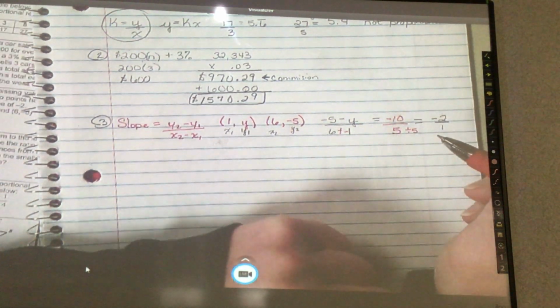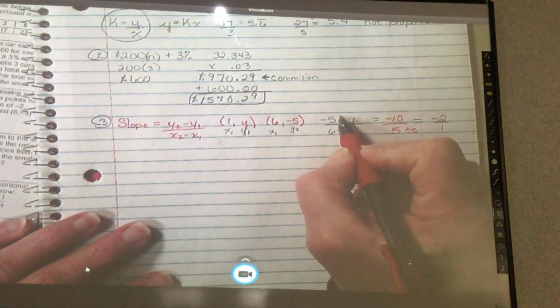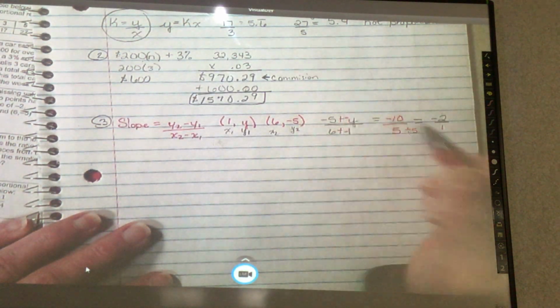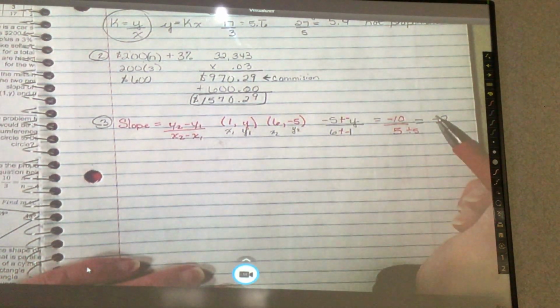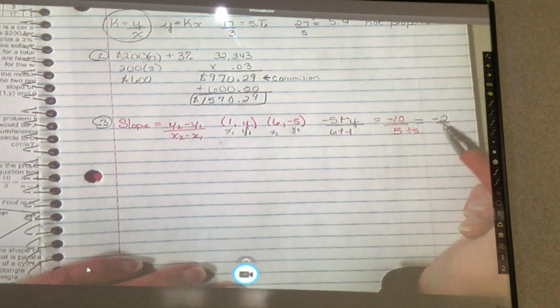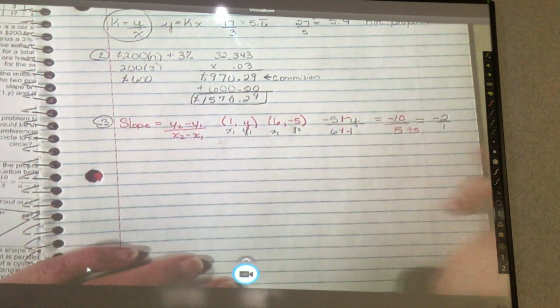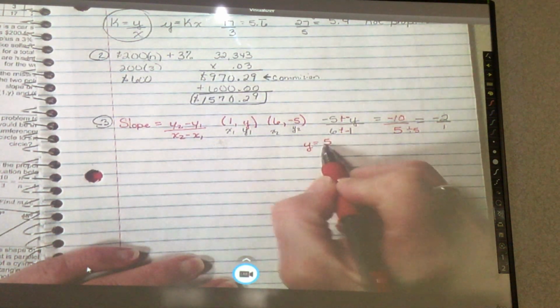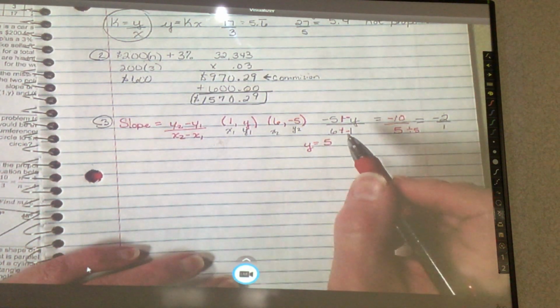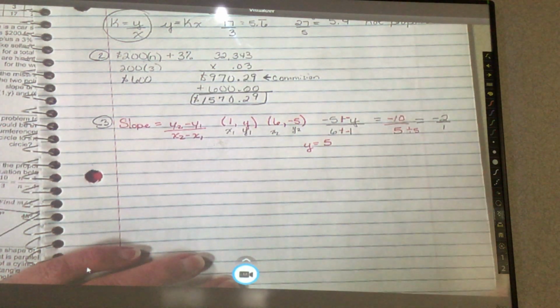So this one made an extra step. So then I do keep, change, change. So what is my y going to equal? 5. Because a negative 5 plus a negative 5 is a negative 10. So y is just 5. It's not negative 5 because we do the keep, change, change, and that made it negative.